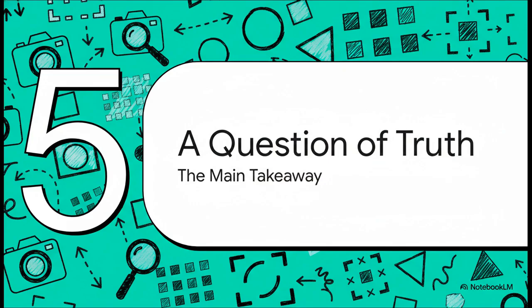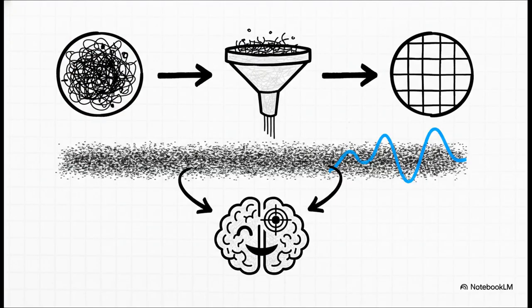Okay, so let's bring this all home. What's the main takeaway from all of this? So here's what it all boils down to. Pre-processing is the essential translator between our messy world and the clean world of the machine. It takes all that raw, chaotic information and turns it into clean, reliable data. And by doing that, it directly makes our AI models more accurate and more reliable, because it helps them focus on the important stuff, the signal, instead of getting lost in all the noise.